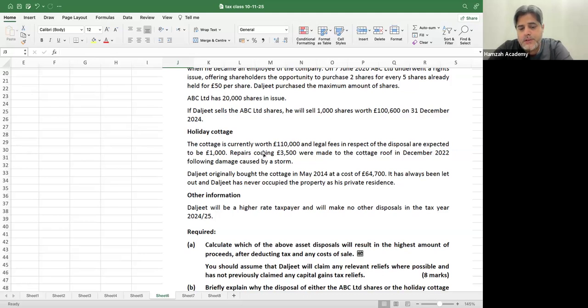The requirement is simple: you have to calculate which of the above asset disposals will result in the highest amount of proceeds after deducting the tax and any cost of sale.